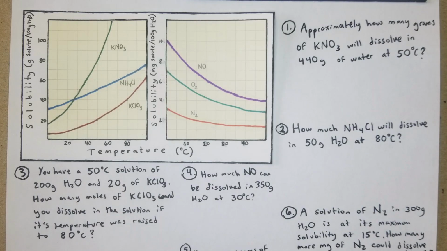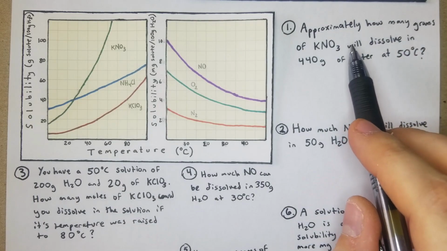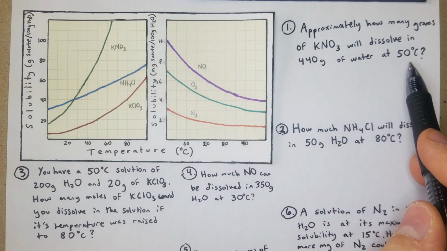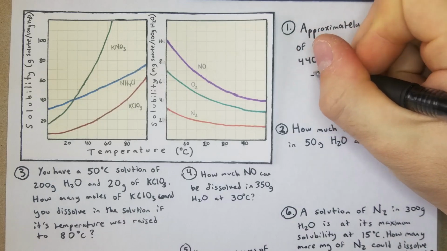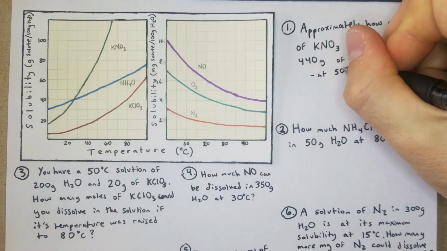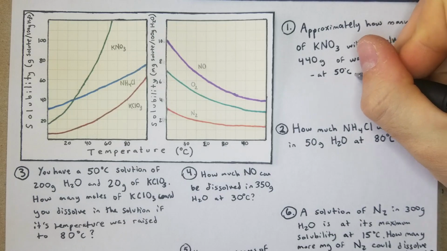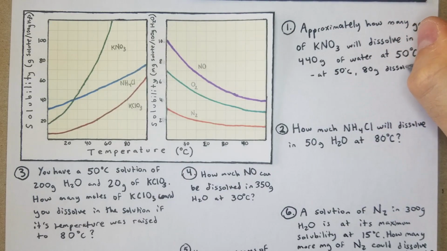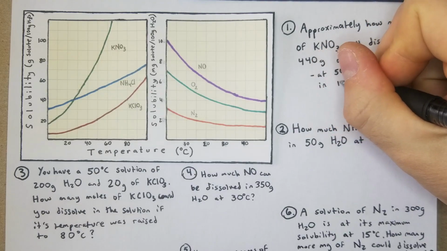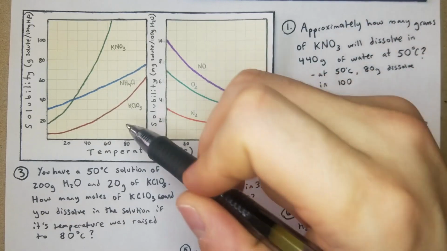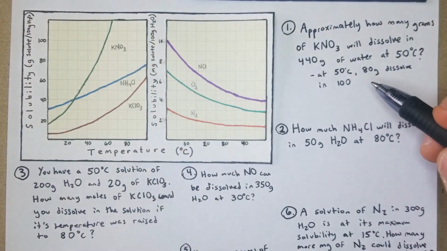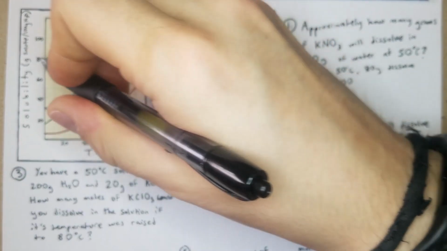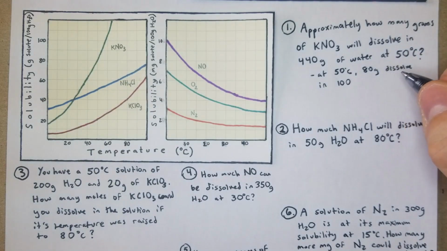So first of all, approximately how many grams of KNO3 will dissolve in 440 grams of water at 50 degrees Celsius? So the first thing I look at is at 50, we have 80 grams will dissolve in 100 of the KNO3, because we're looking on this chart here, KNO3 right there, and we're at 50 degrees. It's right here. Just follow that line up. It's right at 80. So we have 80 grams.